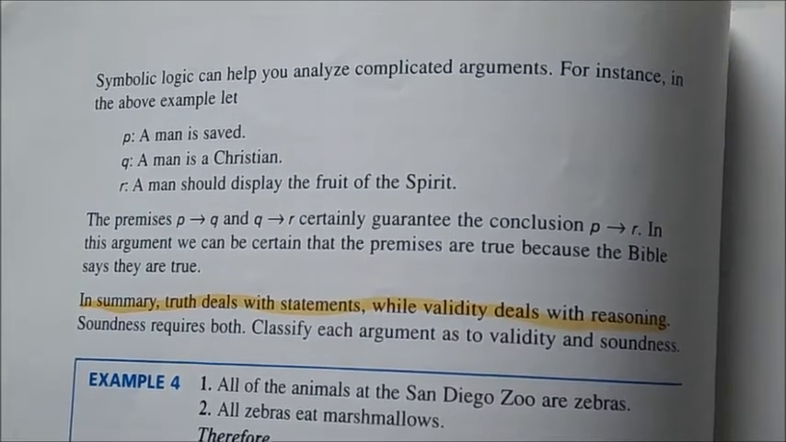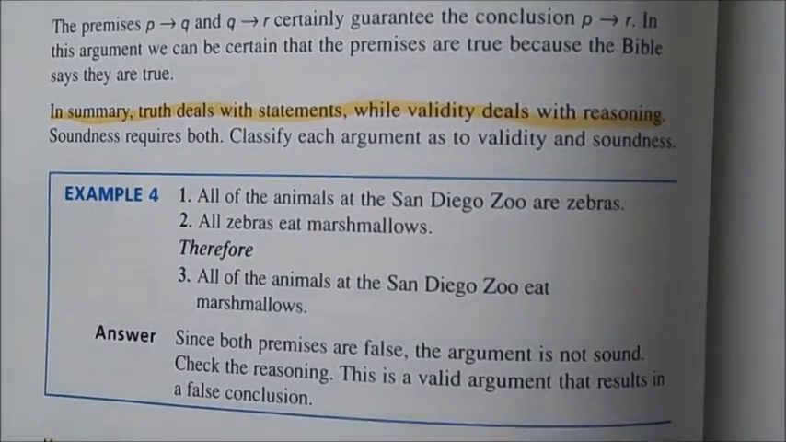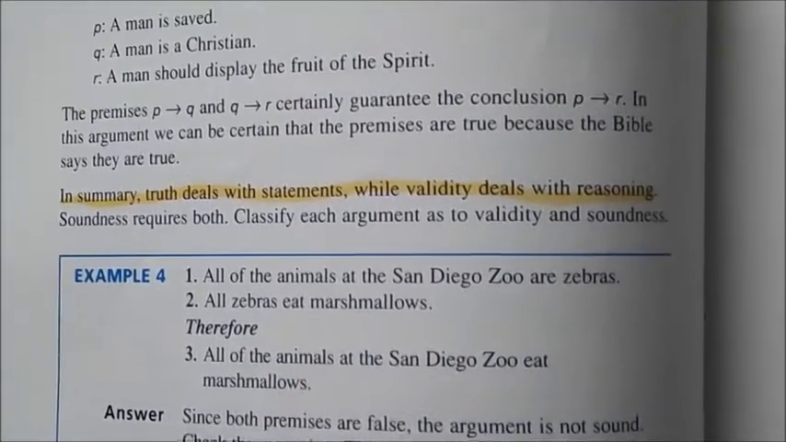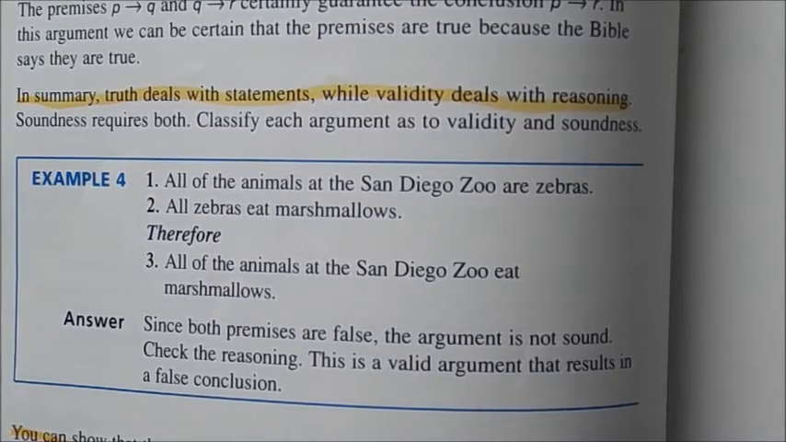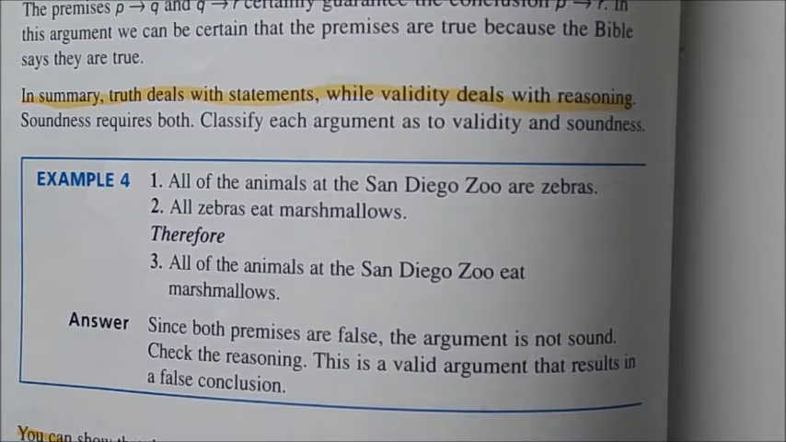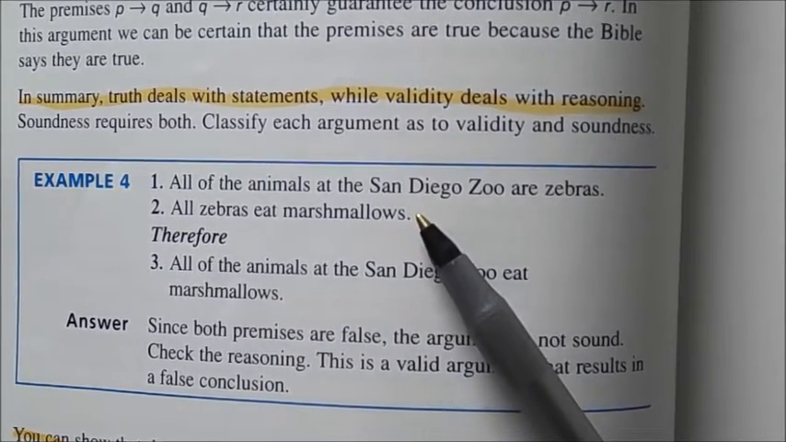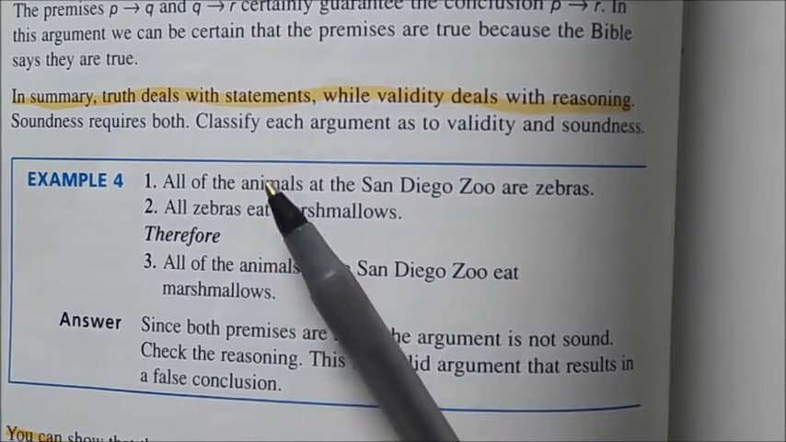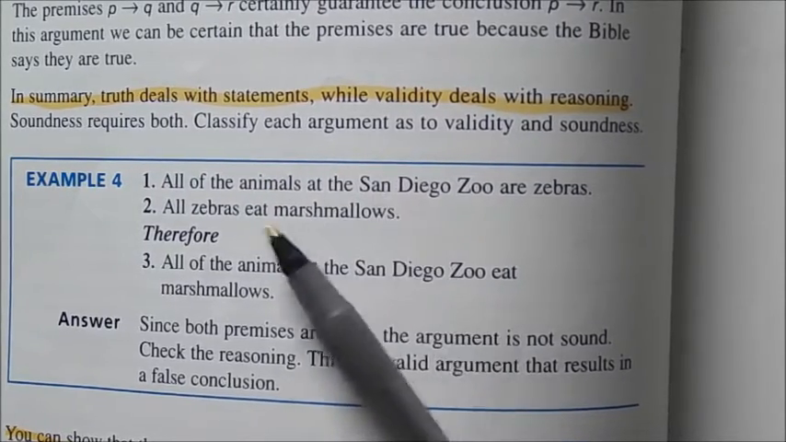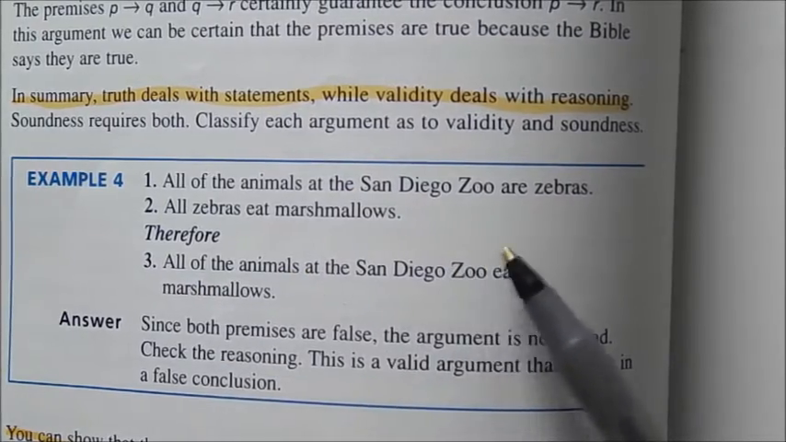Let's take a look at example number 4. It says all of the animals at the San Diego Zoo are zebras. First of all, if you've ever been to the zoo, you know they're not all zebras. So just keep that in mind. All right, all zebras eat marshmallows. I don't think that's true either, but let's keep going. So if all animals at the San Diego Zoo are zebras and all zebras eat marshmallows, then all of the animals at the San Diego Zoo eat marshmallows.